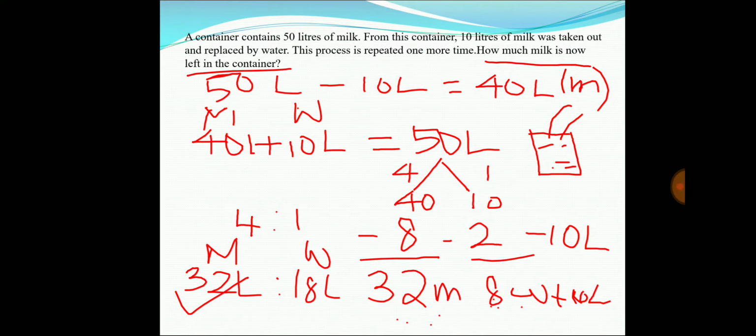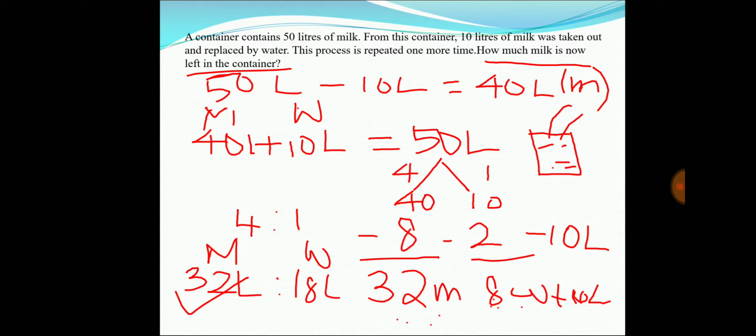When we look at it, initially 10 liters of milk was taken out and replaced by water, and this process was repeated one more time. So from the 50 liters, mixture is removed and 10 liters of water is added, then again mixture is removed and 10 liters of water is added. What is happening here is that the milk is getting reduced in the form of mixtures. Milk content is not getting added, only water is added, which means only the reduction is happening in milk and there is no addition.